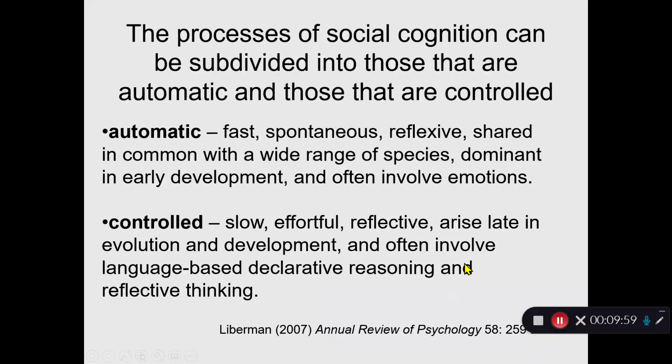Controlled processes often involve language-based declarative reasoning and reflective thinking. Okay, we'll talk about declarative reasoning and reflective thinking a lot later on in the course, but it involves language, it involves thinking through a problem. So in a controlled process, you're thinking through a situation. What is morally appropriate? What ethically should you do? And then you can apply that thinking to control your automatic processes and also to control your deliberative behavior.